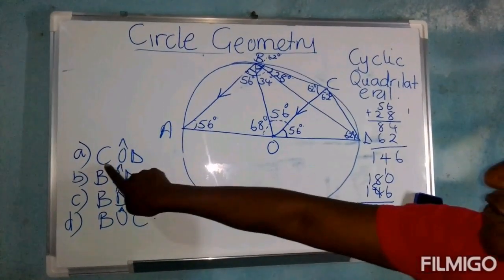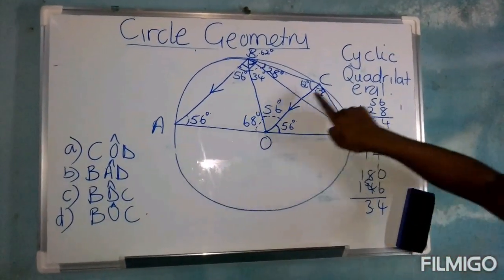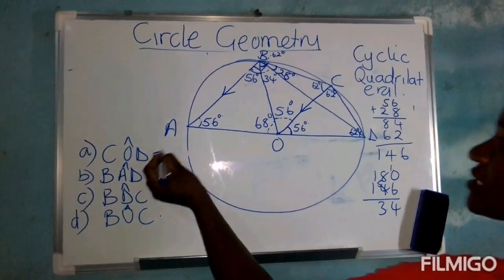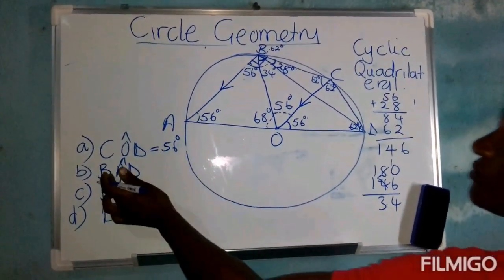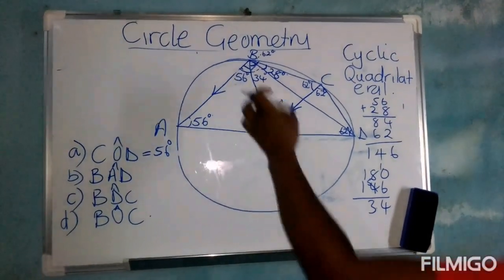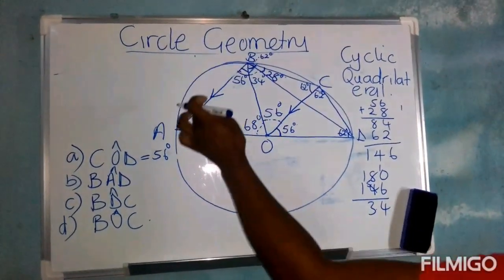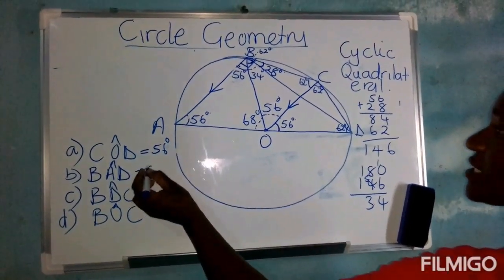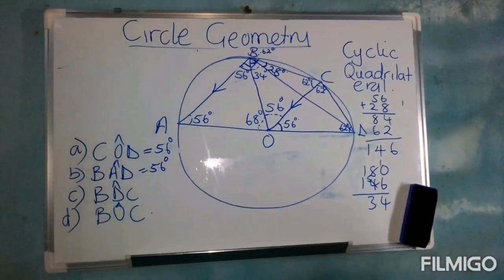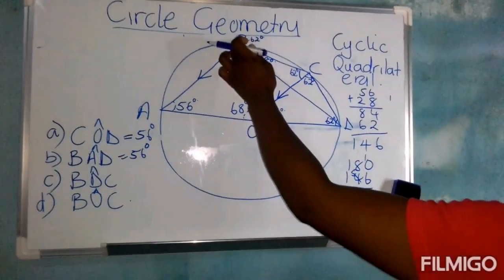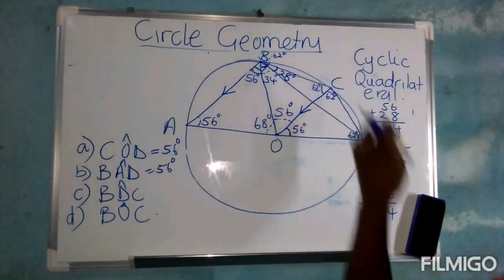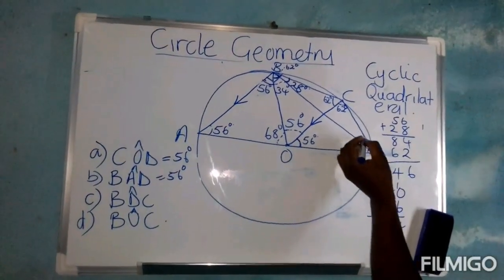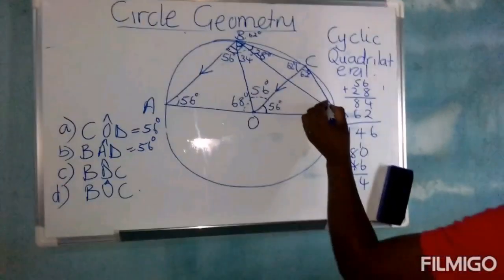So we are to find angle COD. COD is 56 degrees. BAD is 56 degrees. BDC. Oh, we haven't found that. So we have to find this angle.